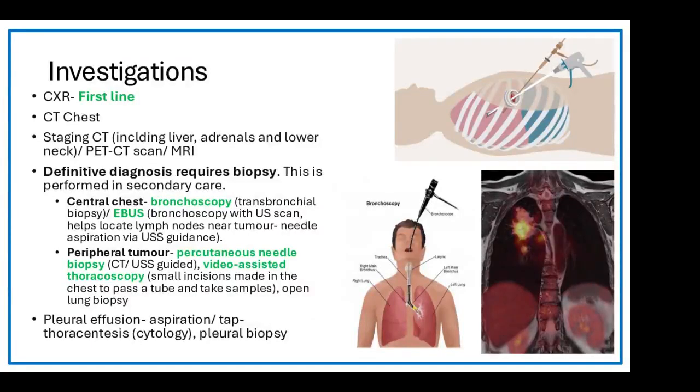For your peripheral tumors, we want to go through the peripheral route. So if you look at the image above here, the first one, so we can either do a percutaneous needle biopsy, so that's inserting a needle either through CT guidance or ultrasound, more commonly CT, to get a sample. We can also do VATS, which is video-assisted thoracoscopy. So this involves making some small incisions in the chest to pass a camera tube and take some samples. We can do an open lung biopsy as well, but again, that is invasive. So if we can make do with the other options, they are more preferred. If patients have pleural effusion, we can do an aspiration. We can do a pleural biopsy as well.